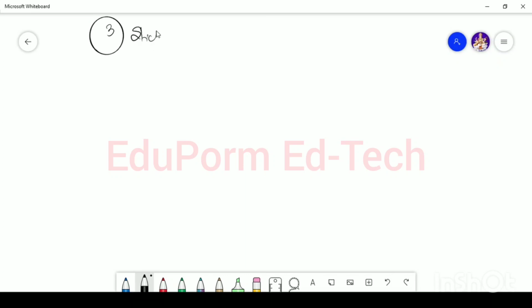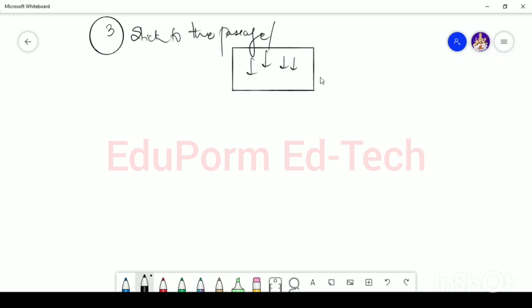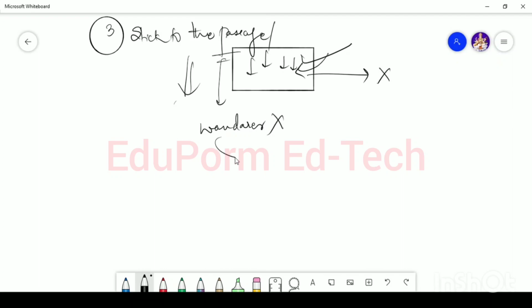stick to the comprehension. Okay, stick to the passage given to you. You do not have to think outside of the box. I have already repeated this point, that whatsoever is given in the comprehension, just stick to it. Do not think outside of the box. Alright? Just stick to the passage. Okay? Don't be a wanderer. Most of the students, when they read the passage, start thinking about other things. So don't be a wanderer. Do not start thinking about any other things.